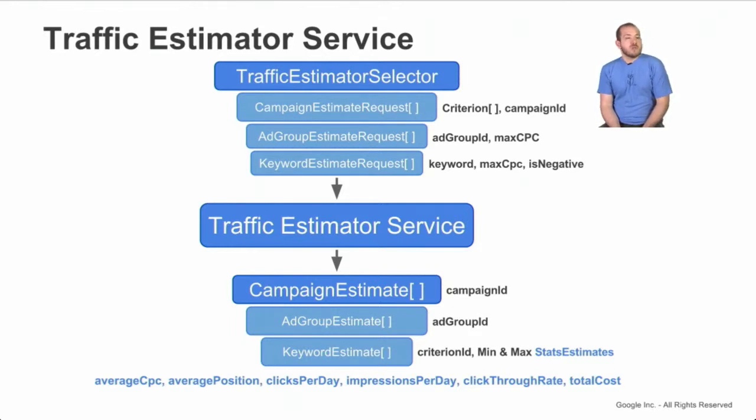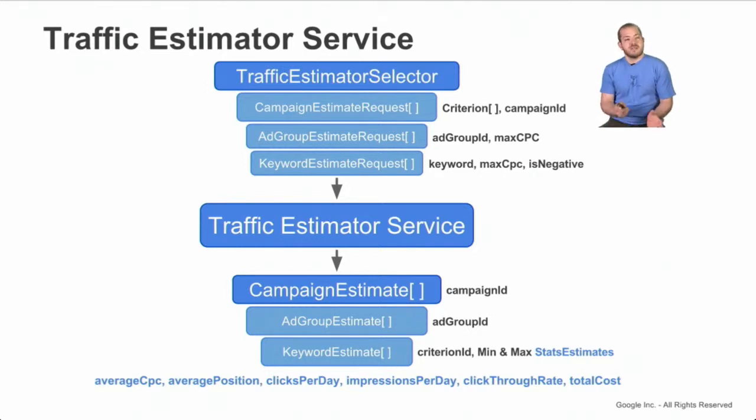So if you look at the request there, at the bottom level, at the keyword estimate request, that's where you set the actual keywords and max CPCs and properties of the keywords. So if you got the results from the last service, you would set it there. At the ad group level, you can set a max CPC or an ad group ID. And then at the top level there, you can actually configure some properties of the campaign itself.